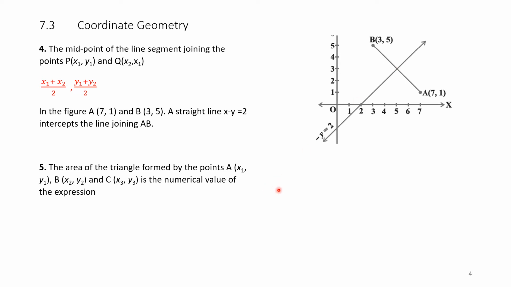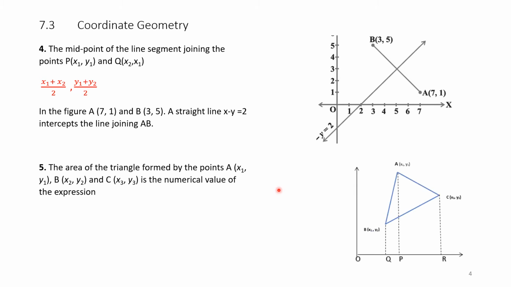Now we will take up the area of a triangle. Using coordinate geometry we can find the area of a triangle also. A triangle has three corners, or three angles, or three points: point A (x1, y1), point B (x2, y2) and point C (x3, y3). These are the three numerical values of the expressions.